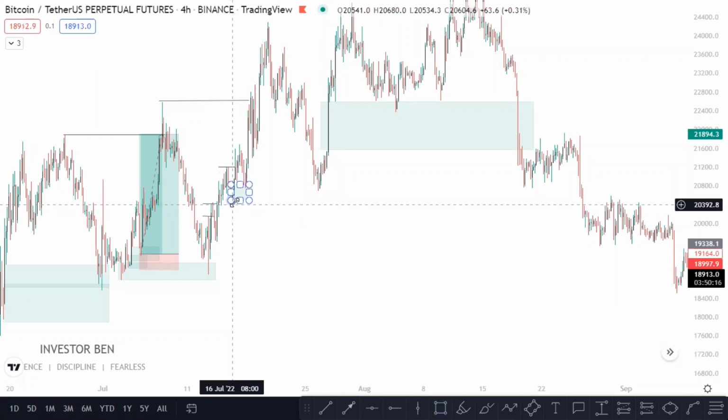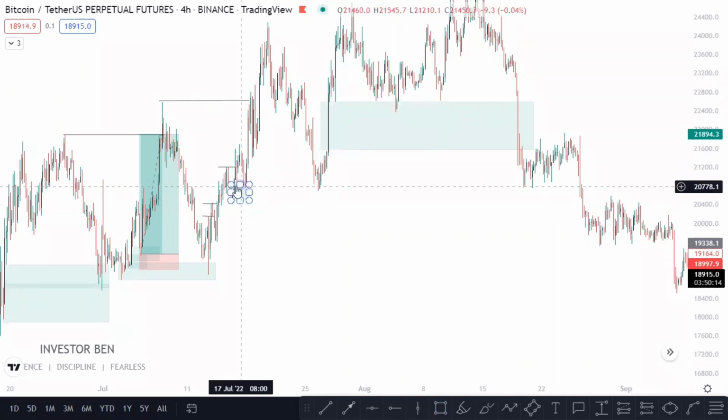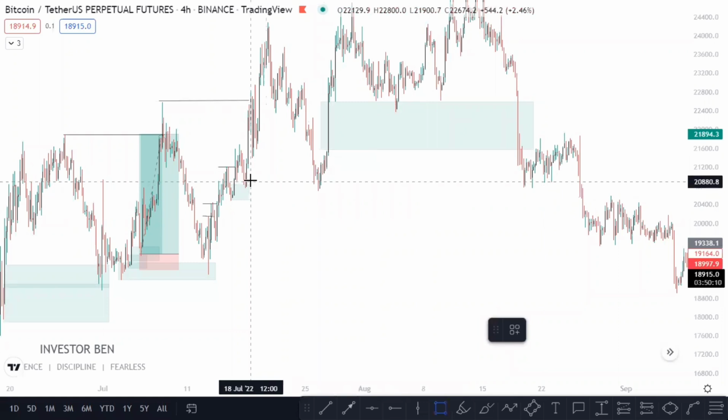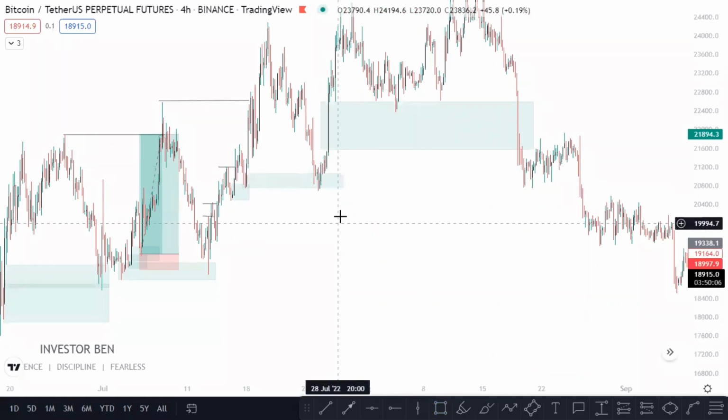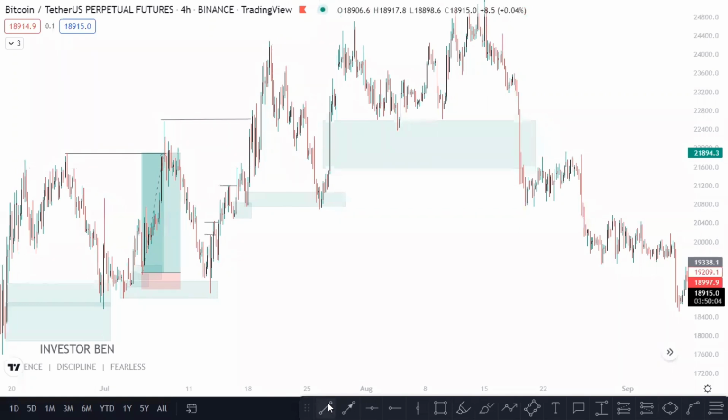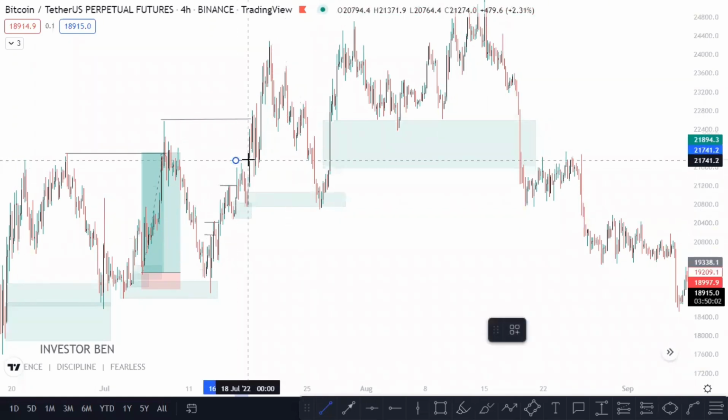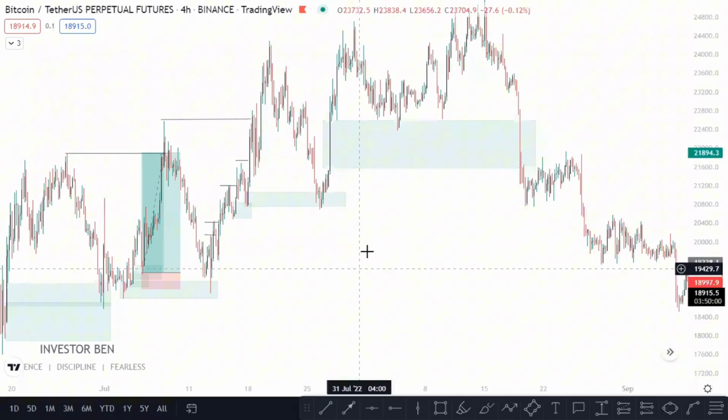Your entry will not be from this demand zone that broke the high. Your entry will be from this next candlestick that mitigated that demand zone, right? This is an example of what an order flow looks like.